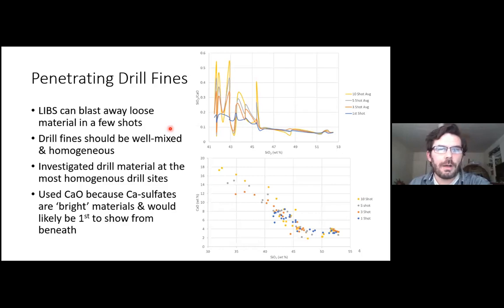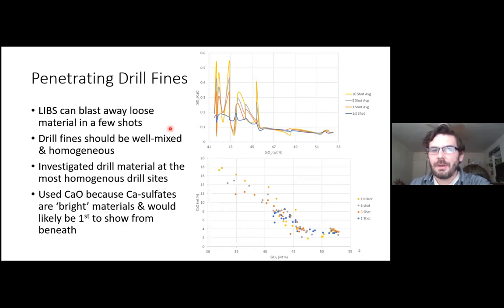So what I did was I first investigated some of these drill fines at the most homogeneous drill sites, and we'll talk about that part a little bit later on. For this research, I compared calcium and silica. Silica is kind of a proxy for the silicates making up the whole, and then calcium, because it makes up calcium sulfates.